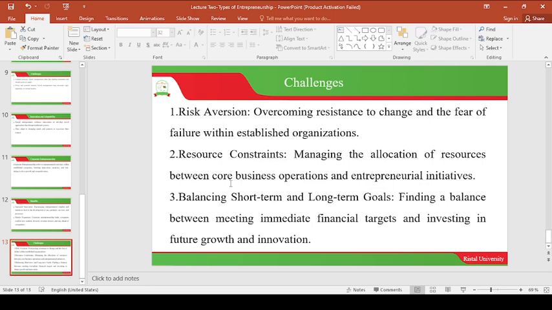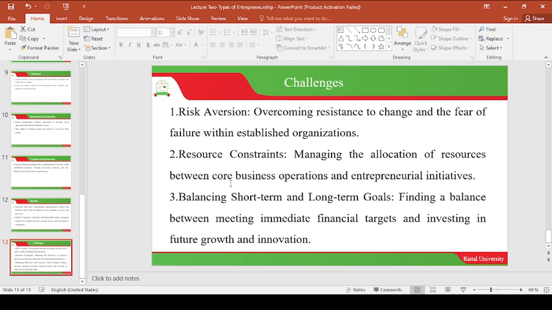Number two is resource constraints. Managing the allocation of resources between core business operations and entrepreneurial initiatives. Business resources can be in terms of finance, it can also be in terms of human resources. So if you're trying to be innovative by creating new products in the market, it means you need to have more human resources. It means you need to have more finances in order to facilitate some of these production processes. So by doing that, the organization is going to be constrained financially.